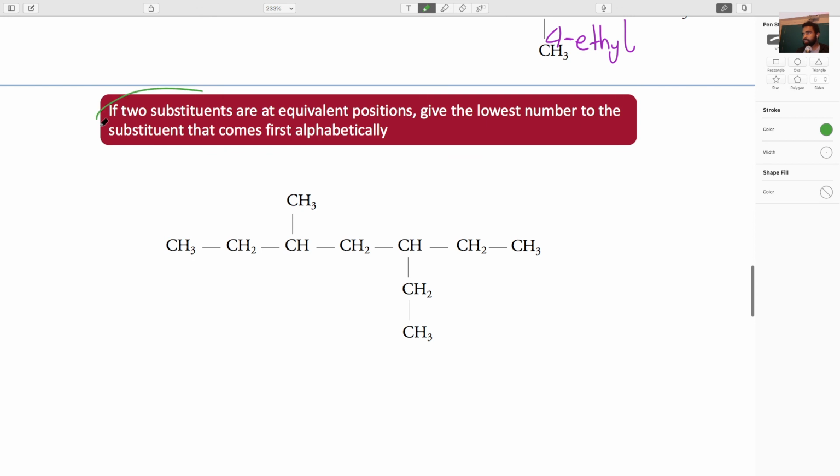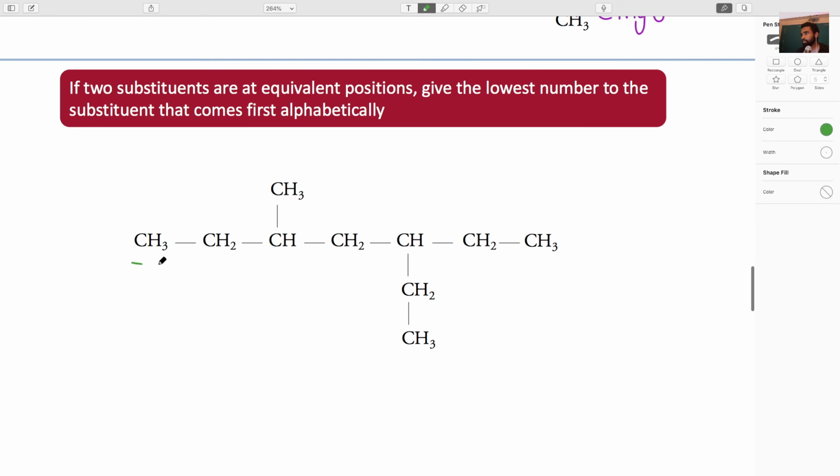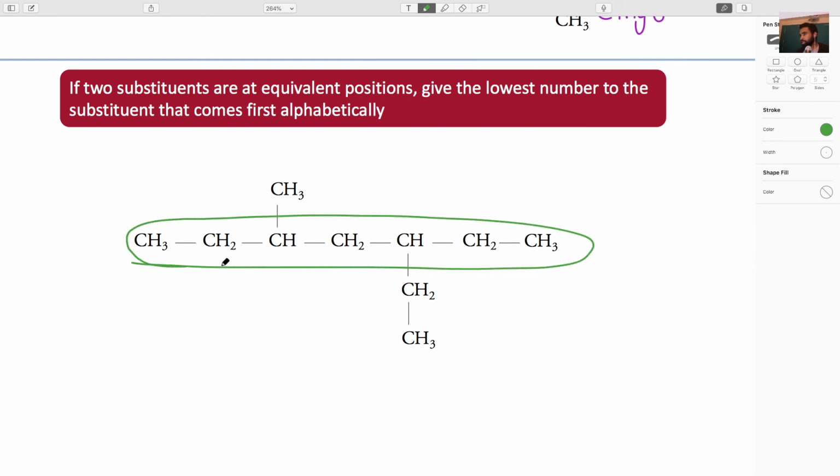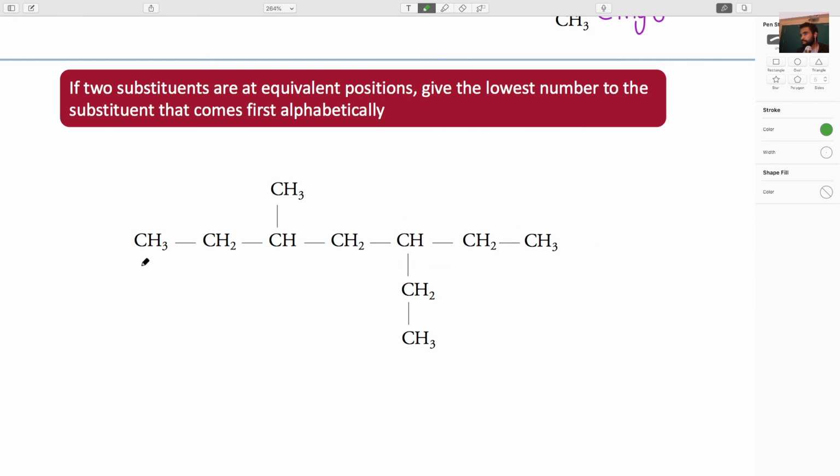It says, if 2 substituents are at equivalent positions, give the lowest number to the substituent that comes first alphabetically. What does that mean? So here we have a parent chain. That's obviously going to be this one. And we could name it in this direction. So we could have 1, 2, 3, 4, 5, 6, 7. Or we could go in the other direction. So we could go 1, 2, 3, 4, 5, 6, 7.